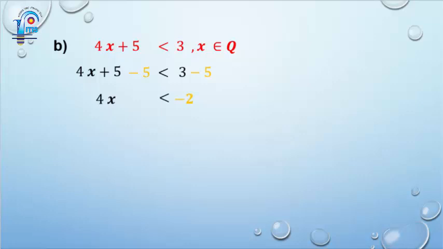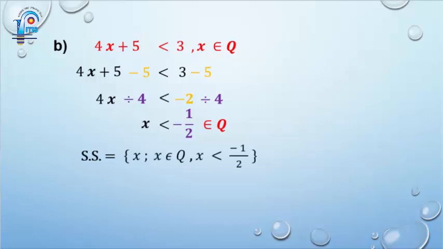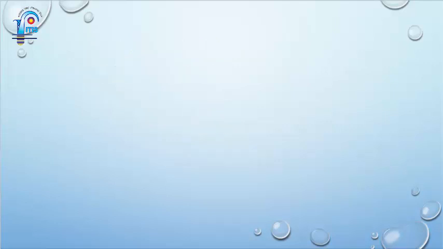Now I want to cancel the coefficient of x, divide by it. Then 4x divided by 4 less than negative 2 divided by 4. Then x less than negative half. Then to write the solution set, where the solution set belongs to the rational numbers, set of x such that x belongs to Q and x less than negative half.